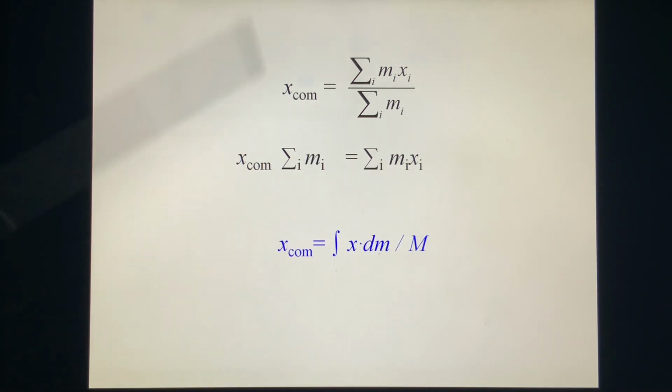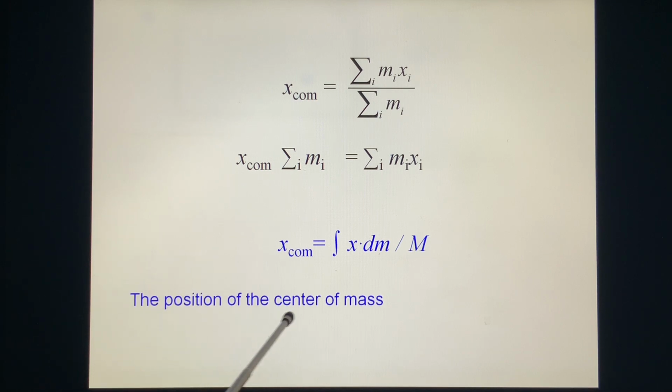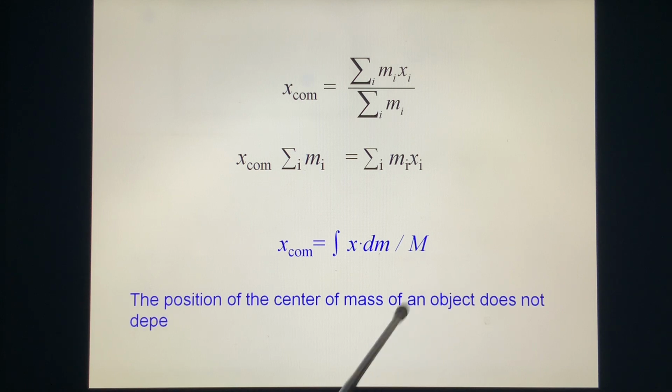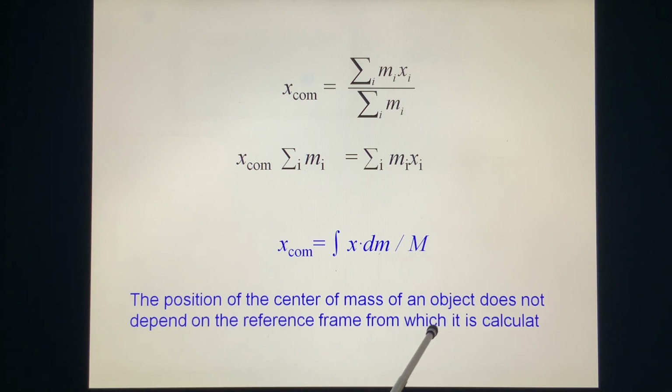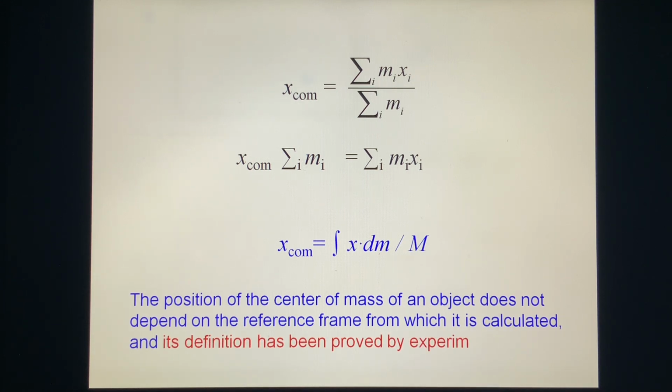That's it. Now, an important thing is that the position of the center of mass of an object does not depend on the reference frame from which it is calculated. So you can find a good frame and make things much easier. It's nothing to do with the frame. And this definition has been proved by experiments.